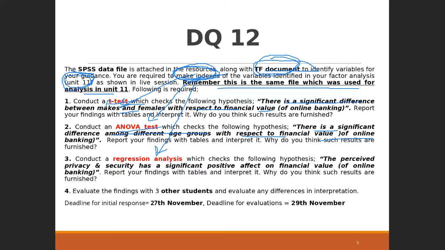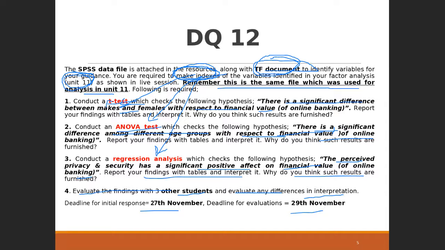Basically, it is only denoted by financial value. Conduct regression analysis on this hypothesis: the perceived privacy and security has a significant positive effect on financial value. Report your findings with tables and interpret it. Why do you think that such results are furnished? Evaluate the findings of three other students and evaluate any differences in their interpretation. So the deadline is 27th November, and 29th November for your evaluation.